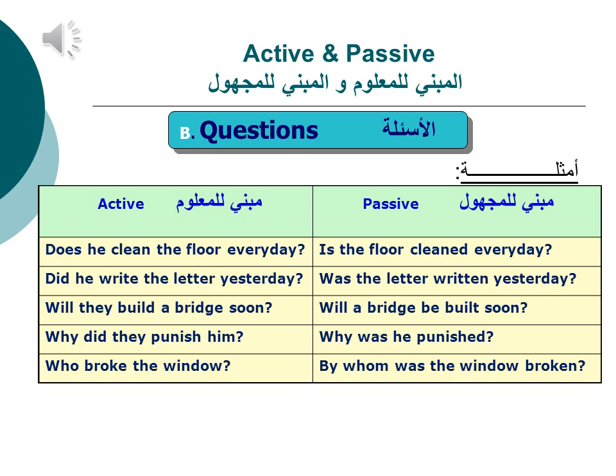Next one, we have a question word, W. Why did they punish him? The passive. Why was he punished? Notice that we use the verb to be was because the question is in the past simple. And the last one, who broke the window? The passive. By whom was the window broken?